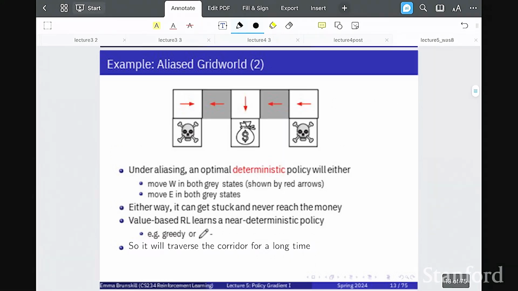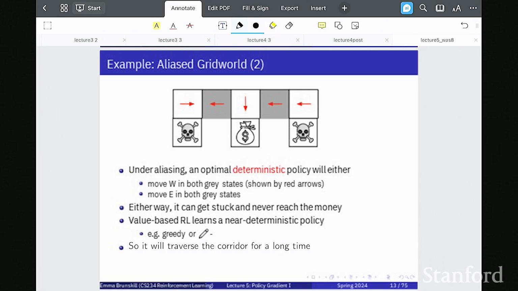Okay. So under aliasing, meaning that we don't know which of the two gray states we're in when we're in one of them, an optimal deterministic policy will always move west in both states or east in both states. And either way, it might get stuck and never be able to reach the money. And that's what's going to happen if we do a value-based reinforcement learning approach. So that's not great. You're going to traverse this for a long time. You're not going to be getting high reward.